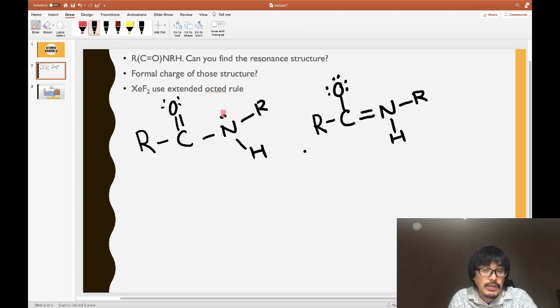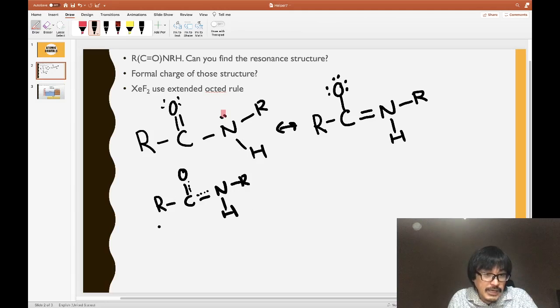So if you want to take the average of these guys, what it looks like is this: the dotted line represents the 1.5 line, not quite 2, not quite 1, it's in between. So that's resonance structures. Each structure goes back and forth to become the average. So that's the average.